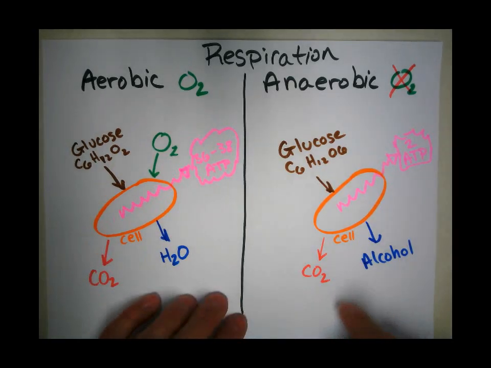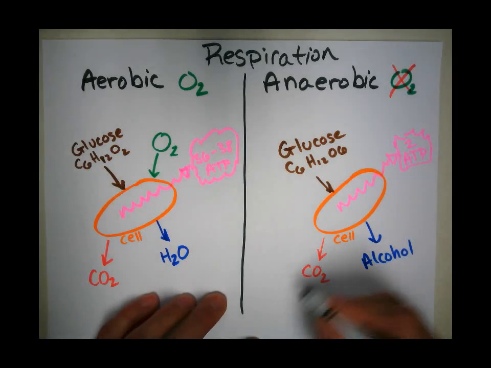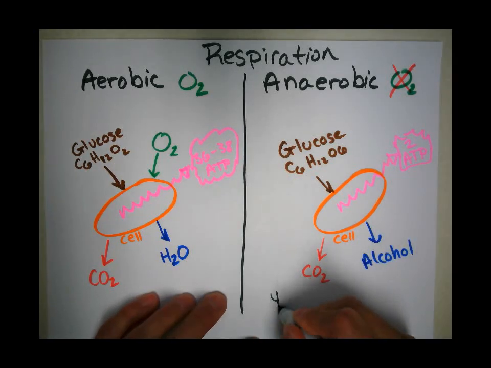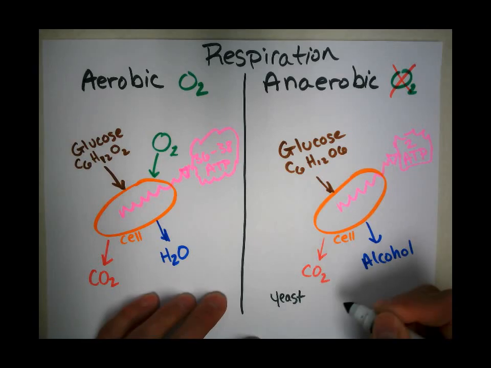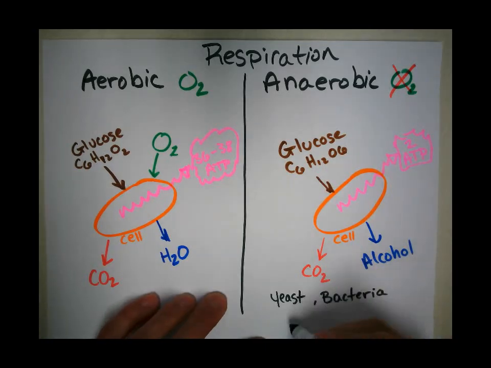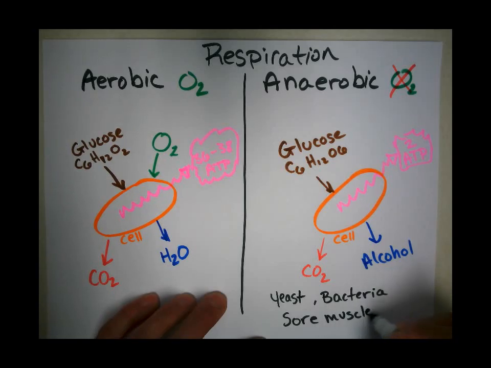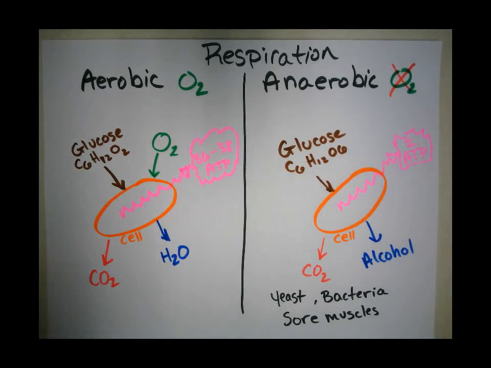Typical cells that use anaerobic respiration when there's no oxygen present are yeast, used to bake bread, as well as many bacteria that cause infection. Also, what we're familiar with are sore muscles. The soreness comes from not getting enough oxygen to your blood, and as a result, alcohol builds up in your muscles and makes you sore.